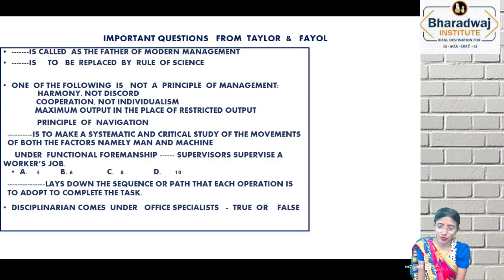Under functional foremanship, dash supervisors, supervisor worker's job. How many supervisors are there? 8. And 8. Good, yeah, not bad.